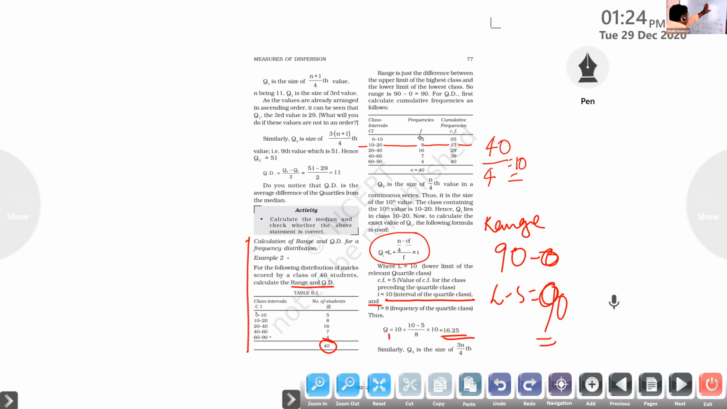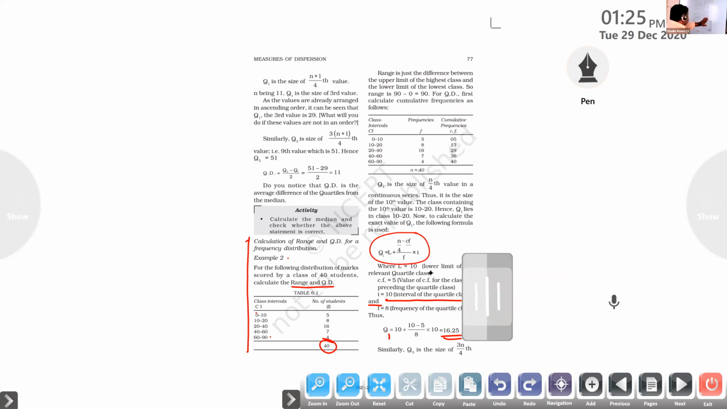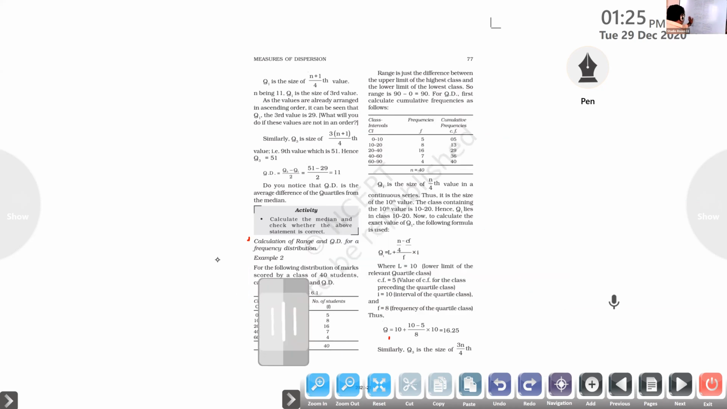So we are going to find out the quartile deviation of a frequency distribution. Frequencies are provided, class intervals are there, and the frequencies also. The class interval starts from 0 to 90. So easily we are able to understand the highest one is 90, the lower one is 0. First of all, we want to find out the range.